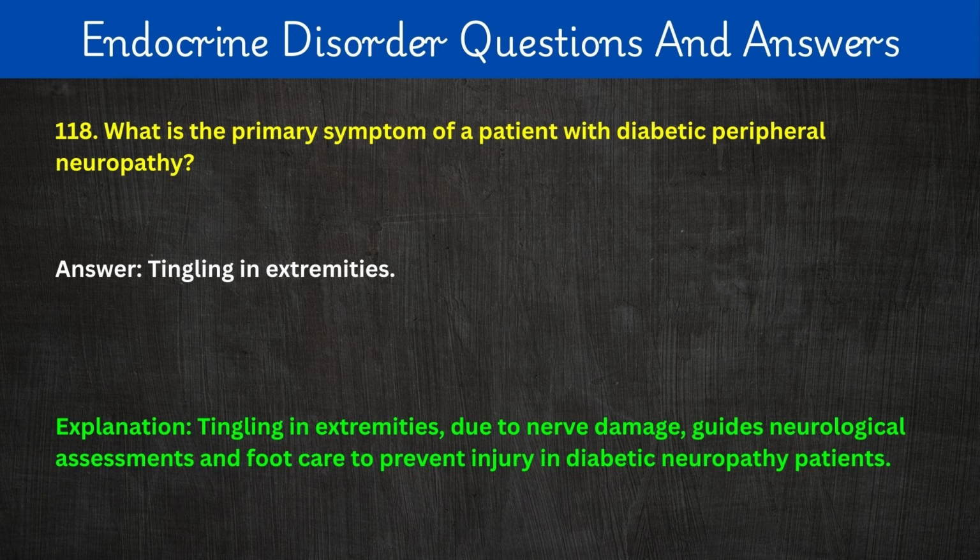118. What is the primary symptom of a patient with diabetic peripheral neuropathy? Answer: tingling in extremities. Explanation: tingling in extremities, due to nerve damage, guides neurological assessments and foot care to prevent injury in diabetic neuropathy patients.